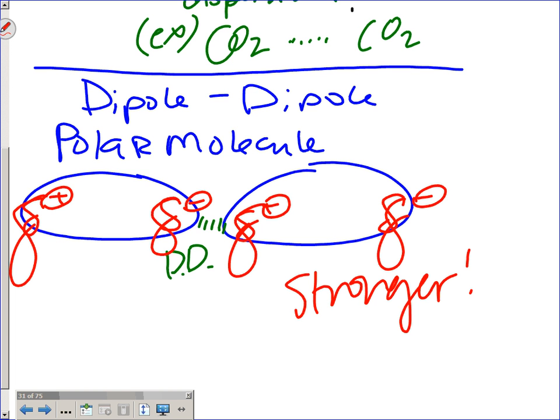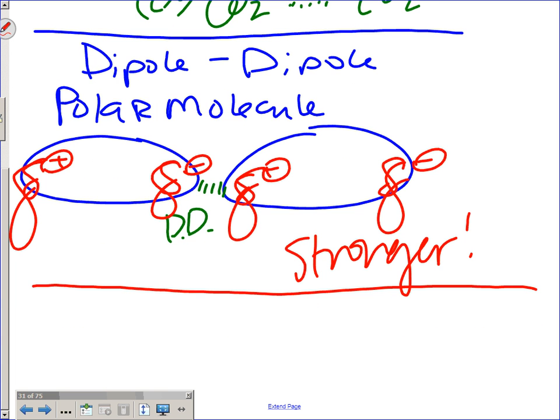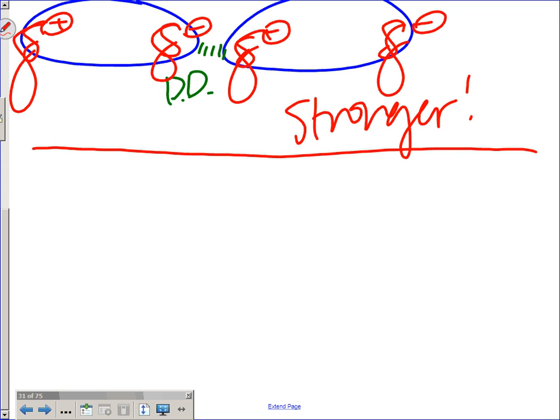like the images showed you in the simulation earlier. So these are pretty, they're stronger than London dispersion forces, but not as strong as the following group, which would be hydrogen bonding. Who's ever heard of hydrogen bonding? Where'd you hear it? Yes, in the video. Where'd you hear it before that?